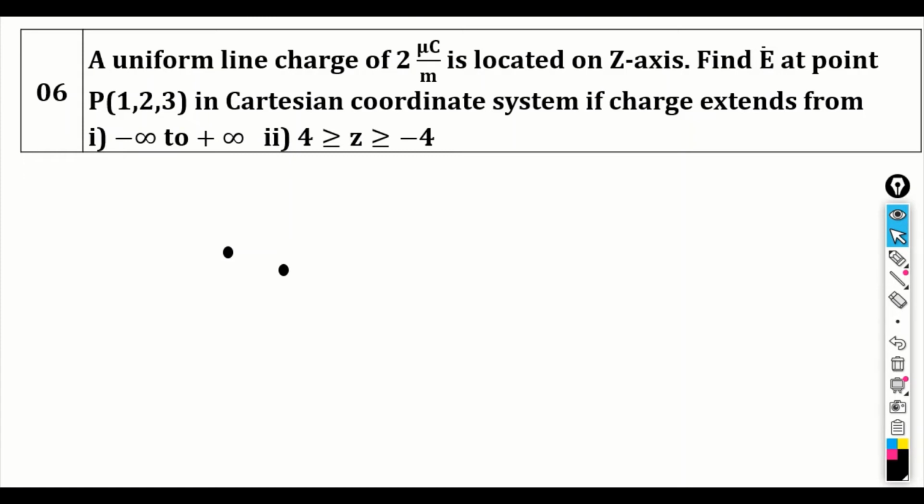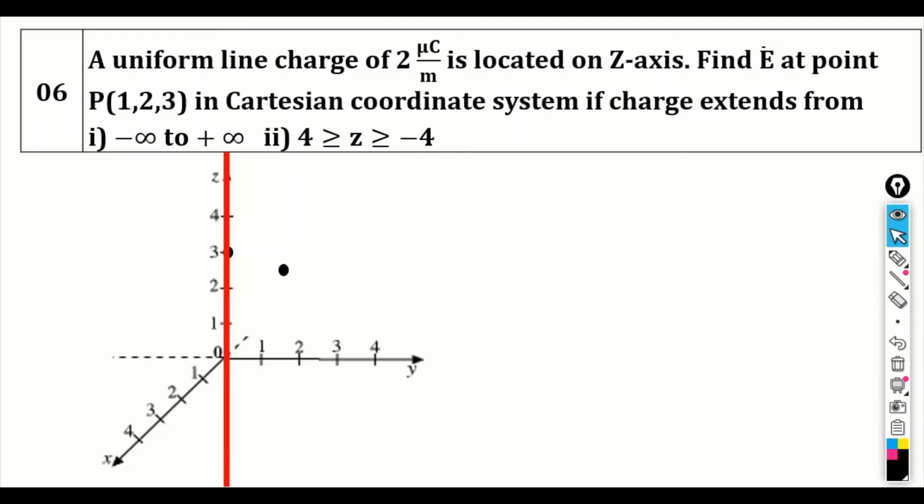So let us represent this point in the Cartesian coordinate system and the corresponding line charge distribution also. The line charge distribution is lying along the z-axis. The red line indicates the line charge distribution. Now to locate point P (1, 2, 3), its distance on the x-axis is equal to 1, the distance on the y-axis is 2 and the distance on the z-axis is 3. So this is my point P (1, 2, 3) that you are observing.